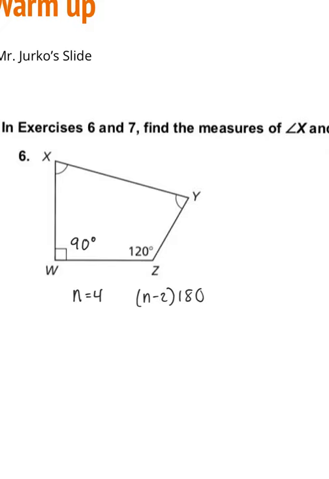So we're going to do n minus 2 times 180. And so exactly what you said, it is 4 minus 2 times 180, which gives us 360. Okay, go on.